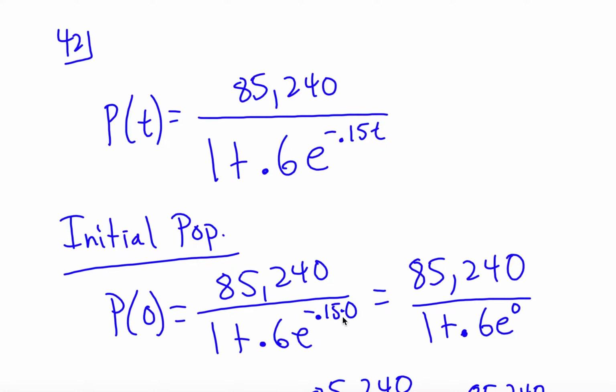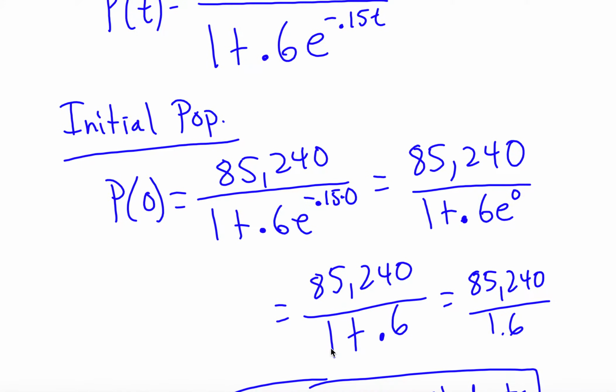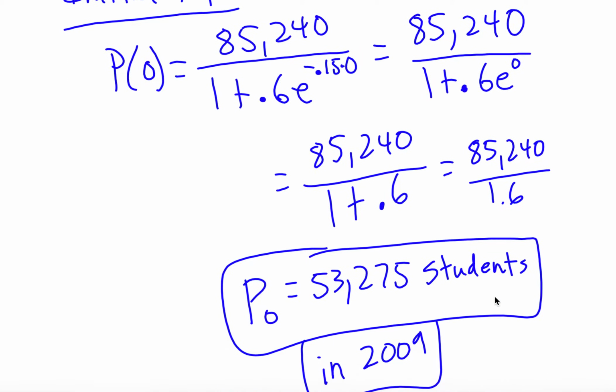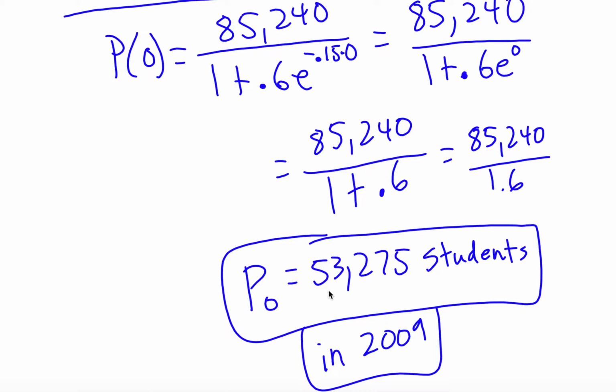Putting 0 into it. Remember, 0 times anything is 0, and anything to the 0 power is 1. So it's actually going to be 1 plus 0.6 in the denominator, because e to the 0 is the number 1. And then you have 85,240 in the top. Divide that, and that tells you how many we're starting with. So let's say this is the number of students at a university. I believe this is Arizona State University's population, and this is how many students were there when we started in 2009. So there were 53,275 students in 2009 at ASU.